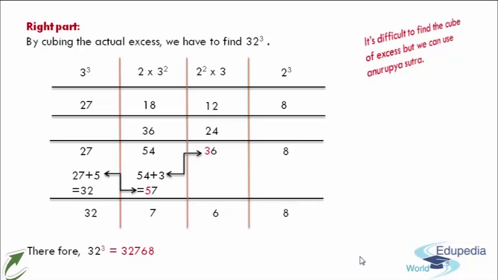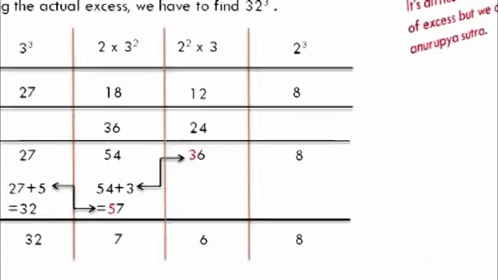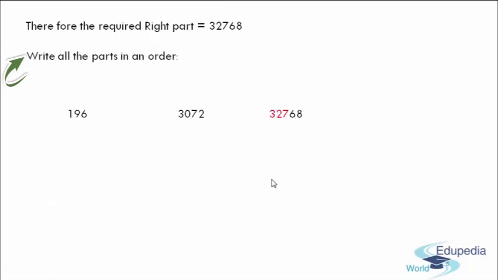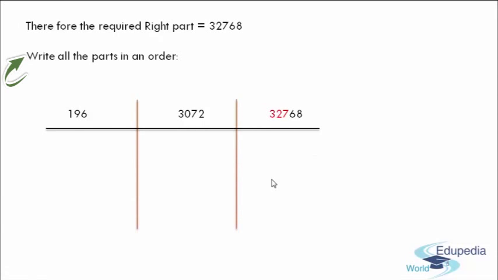32,768. So friends, by using Yavadunam Sutra, now I have found the cube of 32, and I have got the answer as 32,768, and this is regarded as the required right part. After completing the processes, now we have got the right part, the middle part, and the left part. Now we have to write all these three parts in an order like this, and then we have to place some horizontal bars and vertical bars like this.